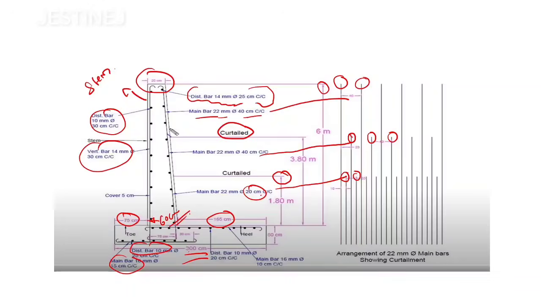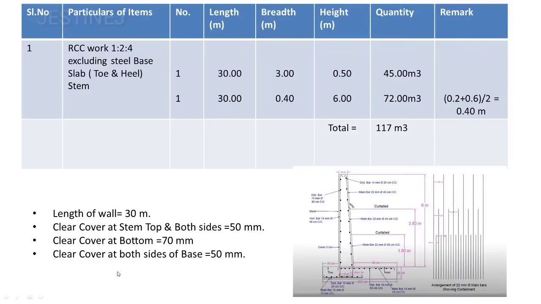Before going to the calculation part, the total length of the wall is given as 30 meter. The clear cover at the stem top and both sides is 50 mm. So at the top portion it is 50 mm, and on this side also the cover is 50 mm. The clear cover at the bottom portion is given as 70 mm, here 70 mm, and the clear cover at both sides is 50 mm. So that is the given data. Clear cover is provided.